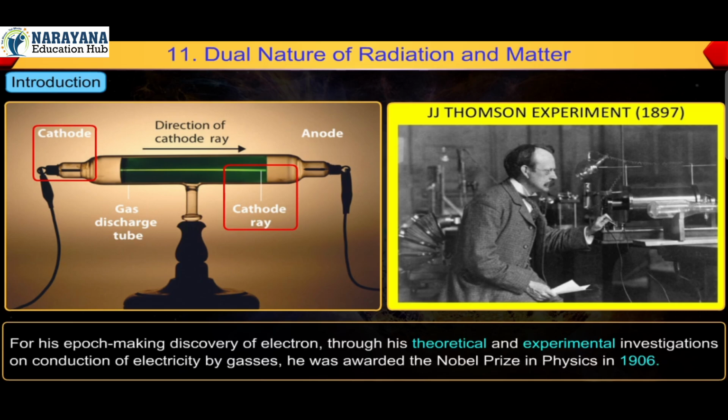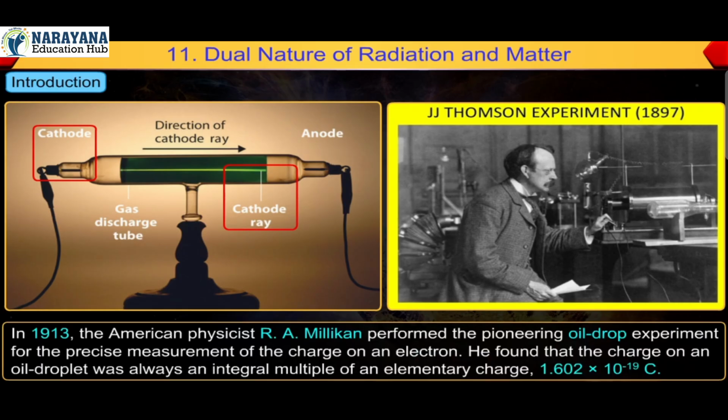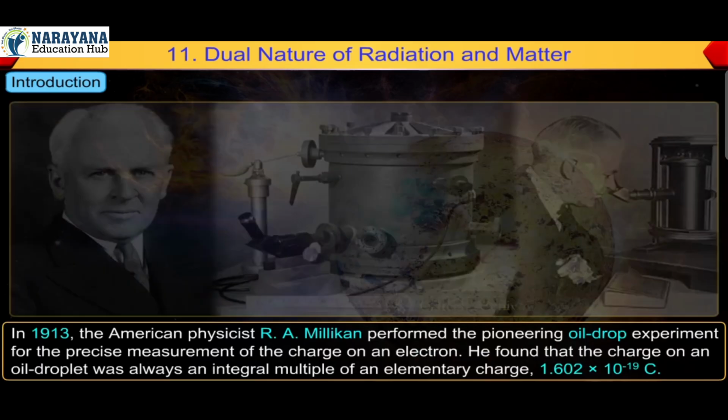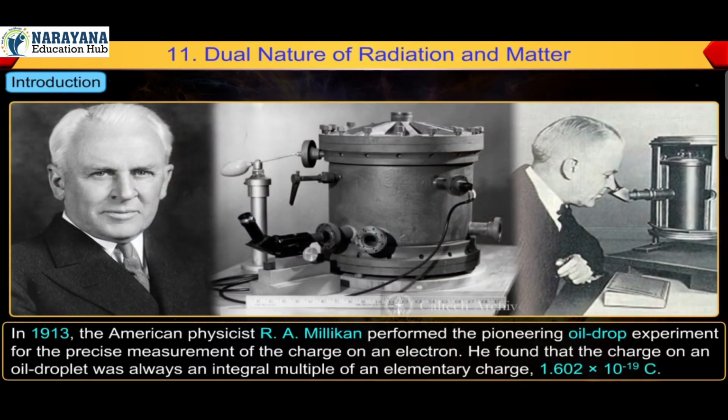For his epoch-making discovery of electron, through his theoretical and experimental investigations on conduction of electricity by gases, he was awarded the Nobel Prize in Physics in 1906. In 1913, the American physicist R.A. Millikan performed the pioneering oil drop experiment for the precise measurement of the charge on an electron.